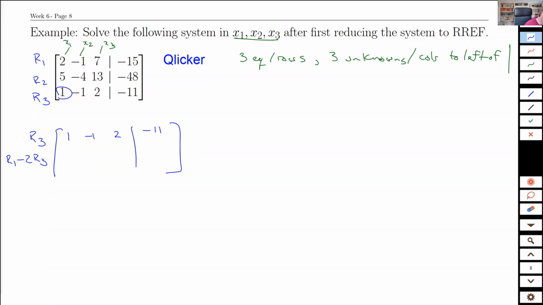So if we do that, we get 2 minus 2 is 0. We get row 1 minus 2 row 3s. So this minus 2 of these is going to be plus 2, so we're going to get positive 1. This minus 2 of these is 3. And then this minus 22, no, plus 22 is going to be 7. It's always a good idea to check your answers at the end, but I think that's what we've got. This minus 2 of these.